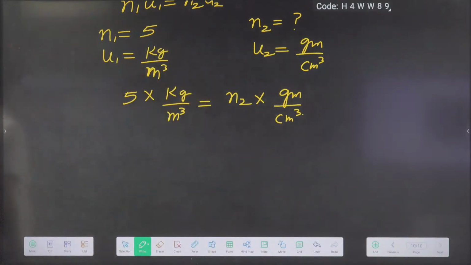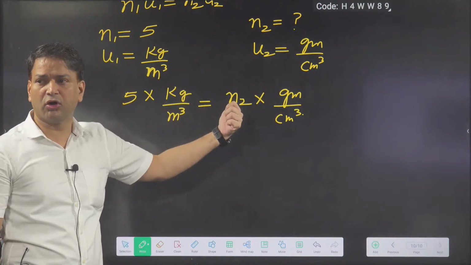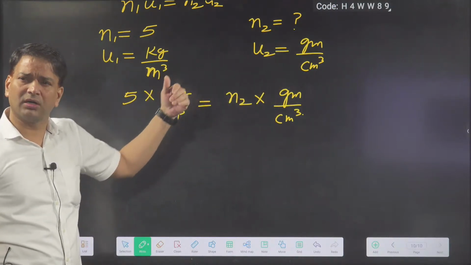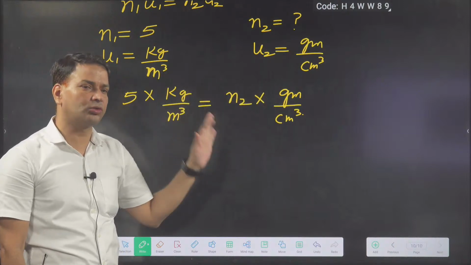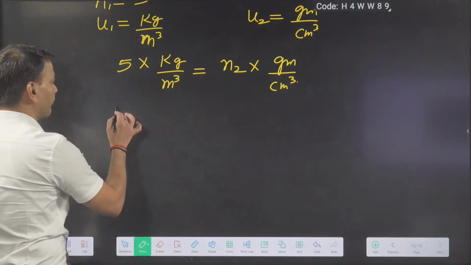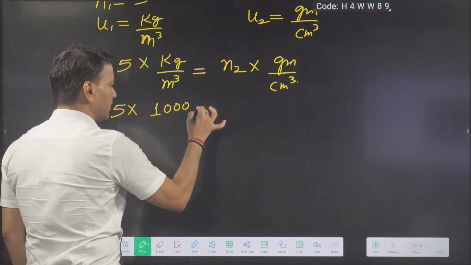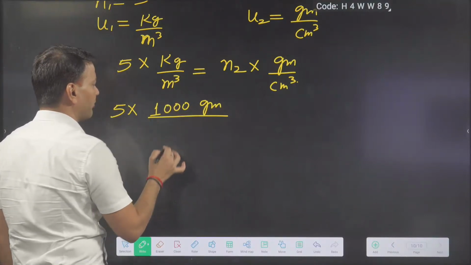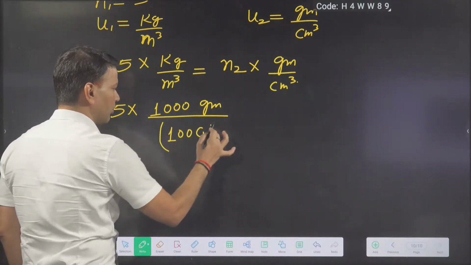Now here if I cancel the units anyhow, then I will get the value of N2. It is your choice: you can convert gram into kg or kg into gram. So here I can write 5, and in the place of kg I can write 1000 gram, and in the place of meter I can write 100 centimeter whole cube.